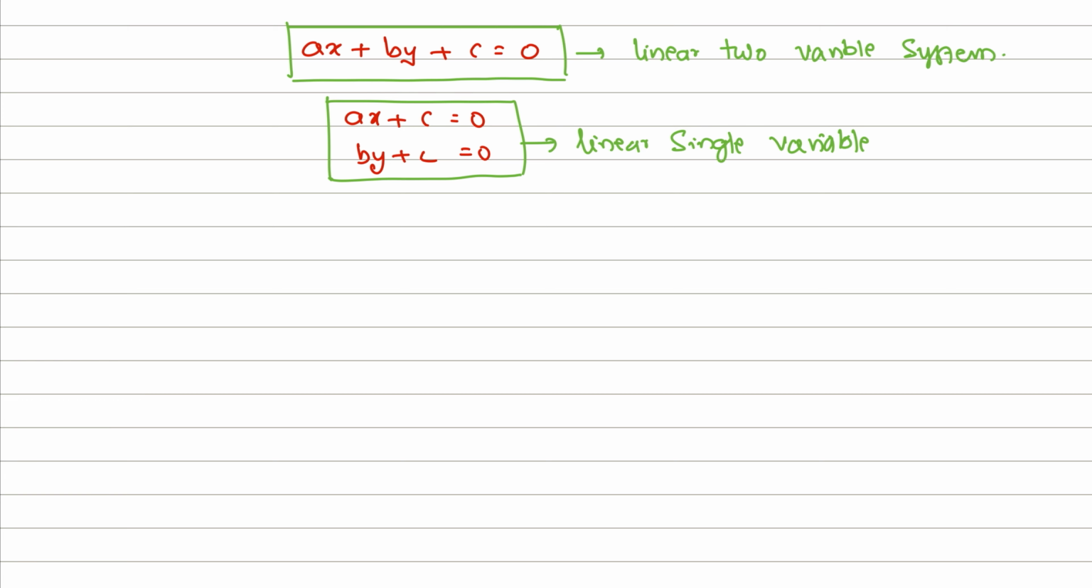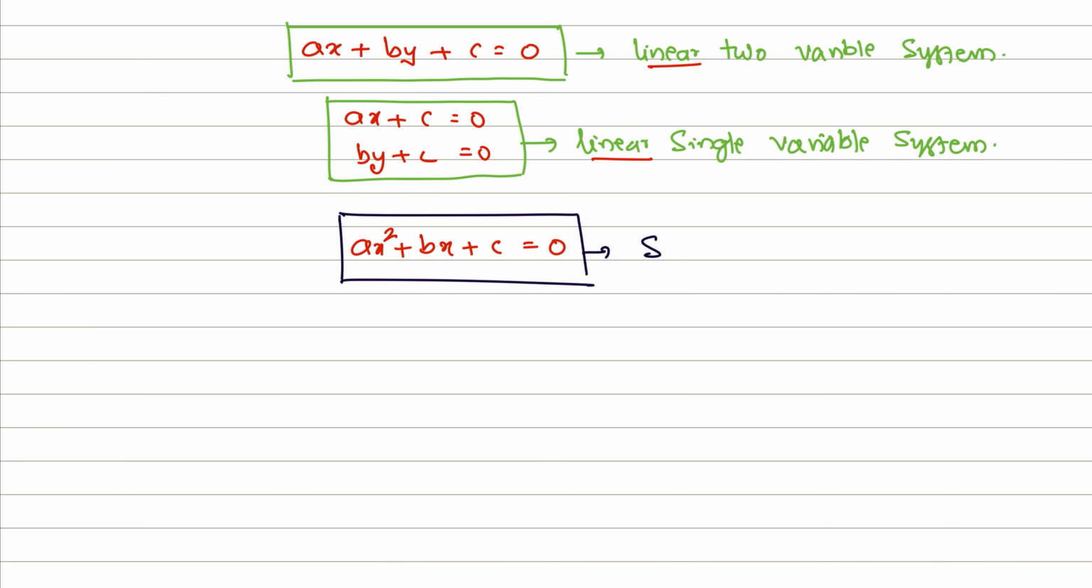Why am I emphasizing this? Because we will be discussing these in the next few classes, starting with the linear single variable system, then the linear two variable system, and then we will come to non-linear systems. Non-linear means it is not linear. For example, ax square plus bx plus c is equal to 0 represents a single variable non-linear system.